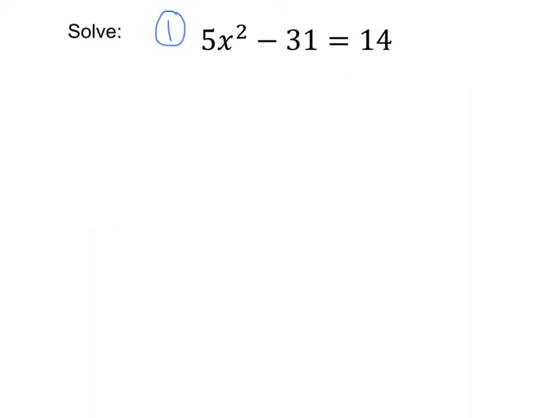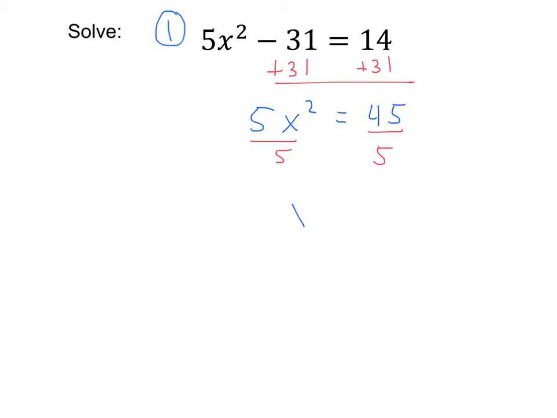So let's actually get into solving some of these quadratic equations. The first thing you want to do is isolate your x squared. This one's relatively simple. Let's add 31 to both sides of our equation. So I would have 5x squared is equal to 45. Next, to isolate x squared, I'm going to divide both sides by 5. So now I have x squared is equal to 9.